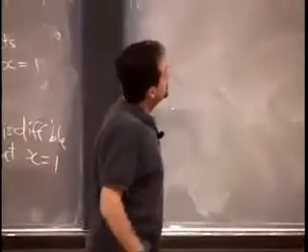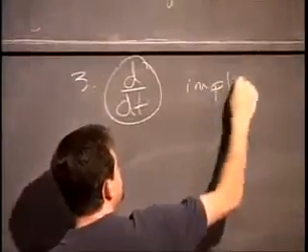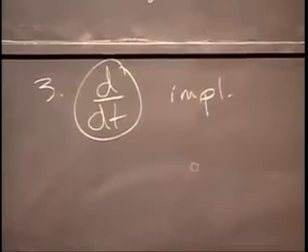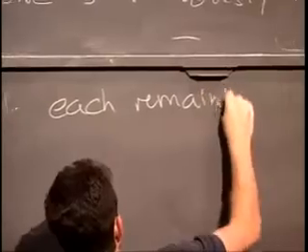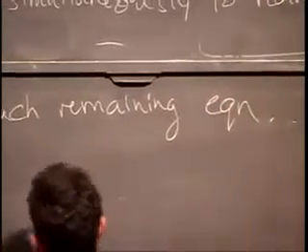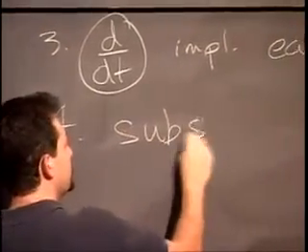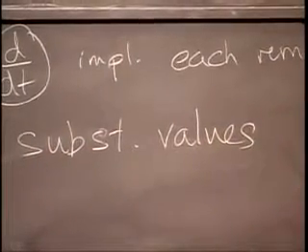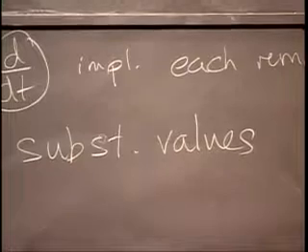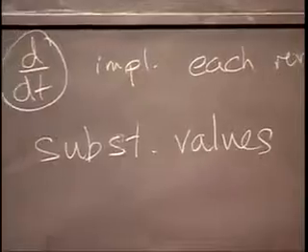Only 2 more steps, and then I'll be done with the summary. Step 3: differentiate implicitly each remaining equation. And step 4 is finally substitute values. So again, if it says, what is the rate of change when the radius is 6? You do not substitute first before differentiating. You must do the substitution after the differentiation.